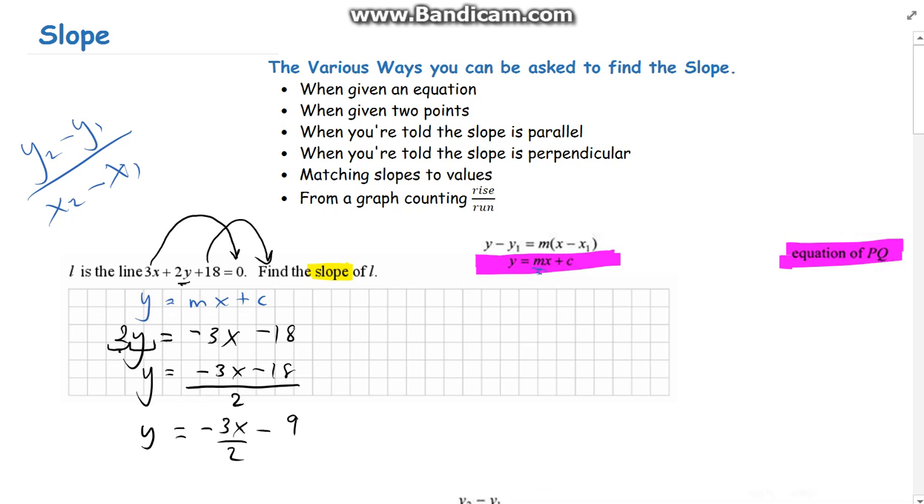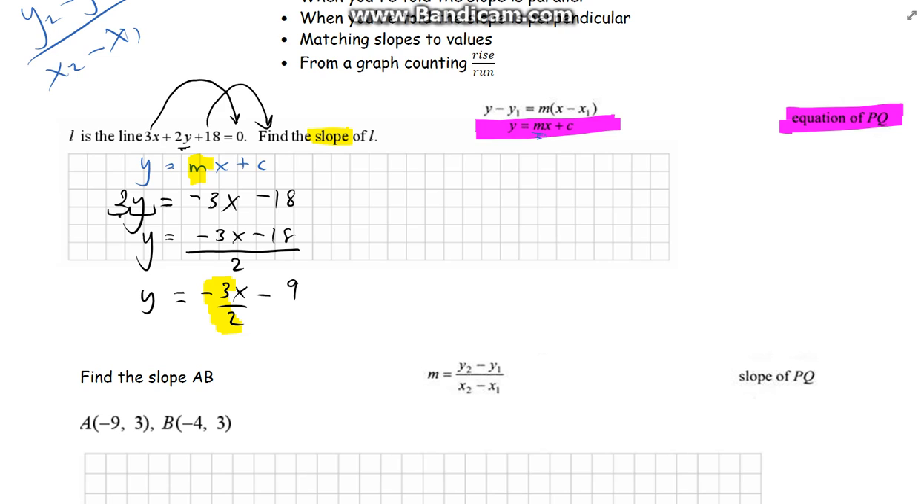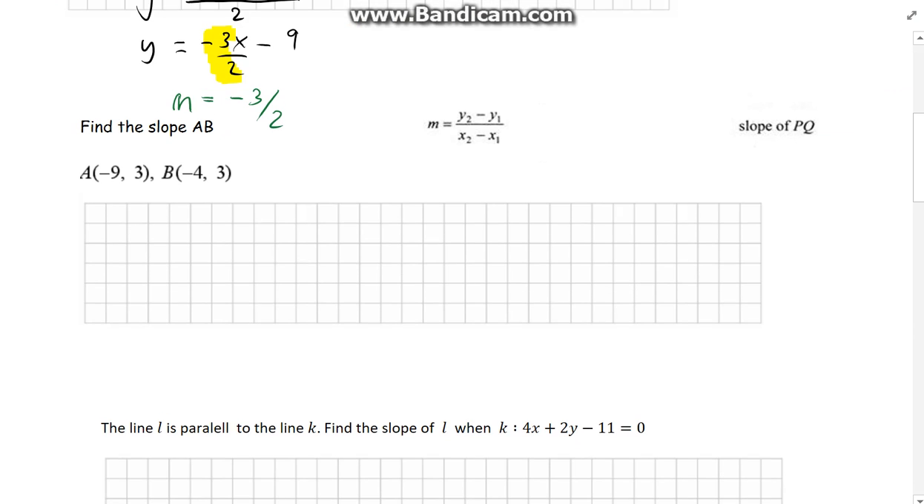So we know that the m is our slope, which is the number in front of the x. Here the number in front of the x is minus 3 over 2, because you have your y, your equals, your x, your c. So m, your slope for this equation, is equal to minus 3 over 2, as it's the number in front of the x. Just rewatch that video if you didn't understand that, but it should be pretty straightforward. And the next one is find the slope. We said if you're given 2 points, this one's not so bad.